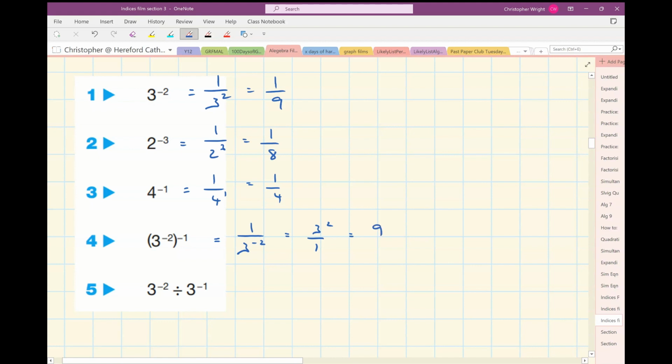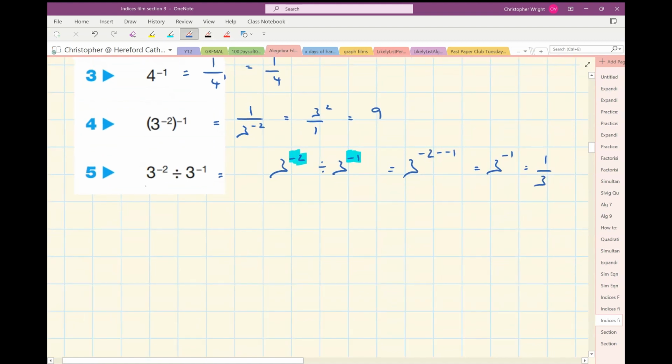3 to the power of minus 2 divided by 3 to the power of minus 1. Well, let me write that here. You know that when you divide, you simply subtract the powers. So this is going to be 3 to the power of minus 2 minus minus 1. 3 to the power of minus 1, or 1/3. Or you could have done that in another way. You could have said, okay, this first one is 1 over 3 squared divided by 1 over 3, which is a ninth divided by 1/3. So keep, change, flip.